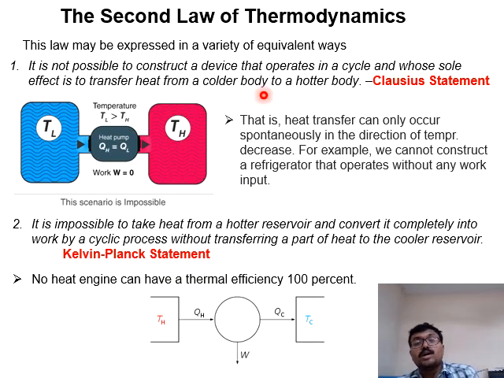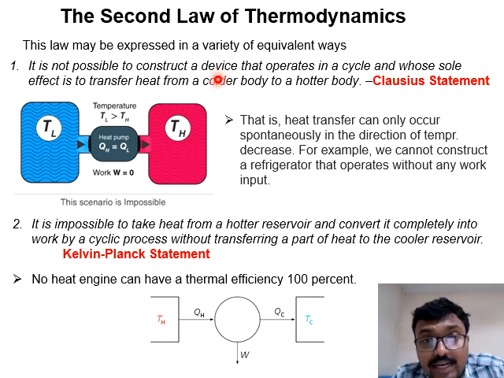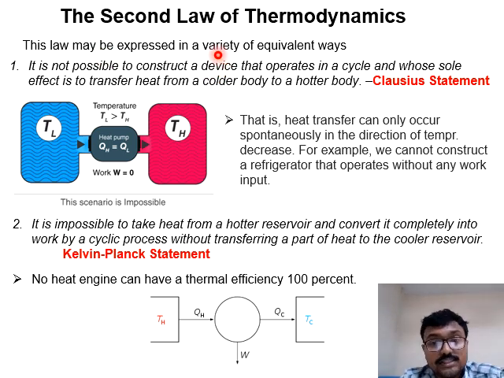Next one, second law of thermodynamics. This law may be expressed in a variety of equivalent ways. One is the Clausius statement, another is the Kelvin-Planck statement. The Clausius statement says it is not possible to construct a device that operates in a cycle and whose sole effect is to transfer heat from a cooler body to a hotter body. So heat cannot be transferred from a cold body to a hot body. That is the Clausius statement.